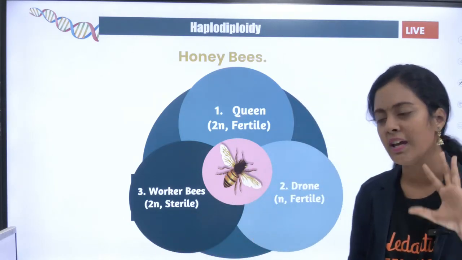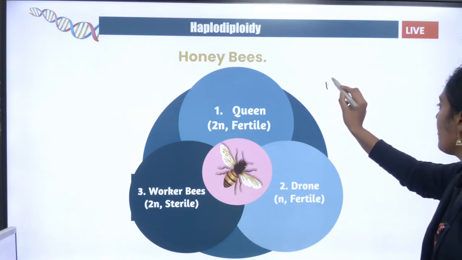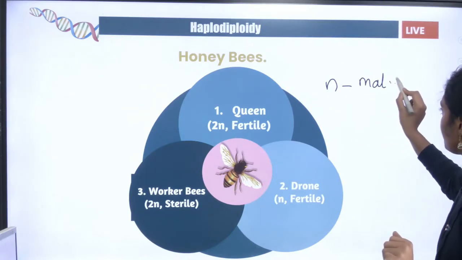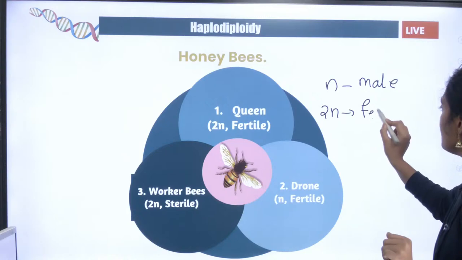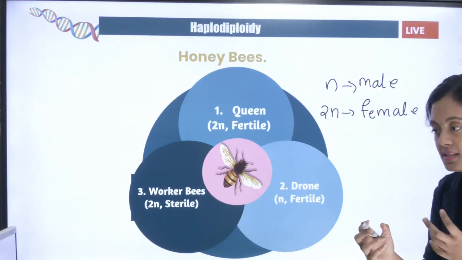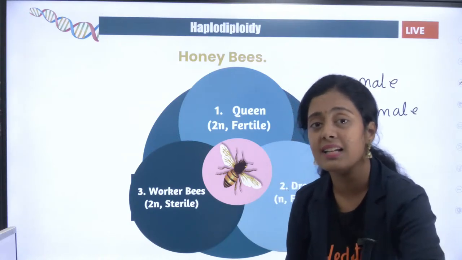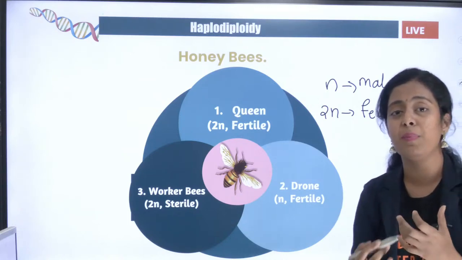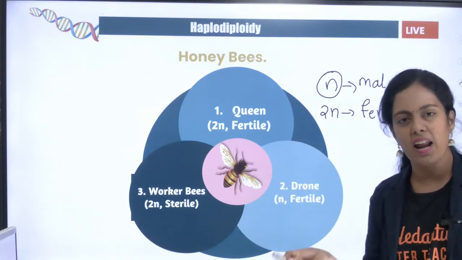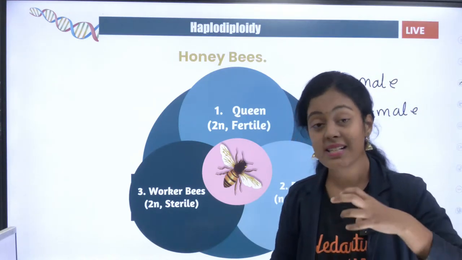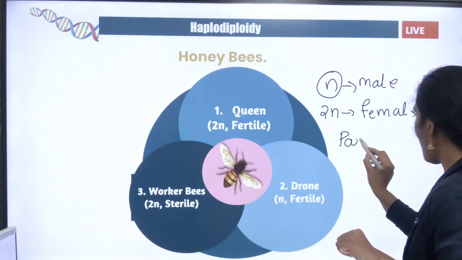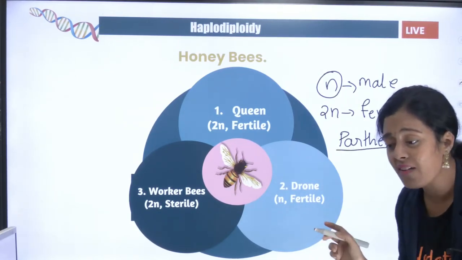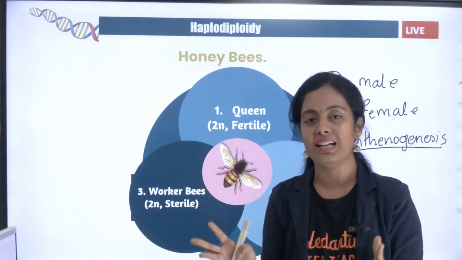So what is actually happening here? A very simple matter, kids. You have haploid. Haploid means n number of chromosomes. Haploid will become male. Diploid will become female. This process of development of an organism without fertilization is called as. Can anyone tell me the process of development of an organism? How does this egg develop? Fertilization has not happened. What do we call the process? Does anyone know? It is called parthenogenesis. So what is parthenogenesis, kids? It is the development of an organism without fertilization.